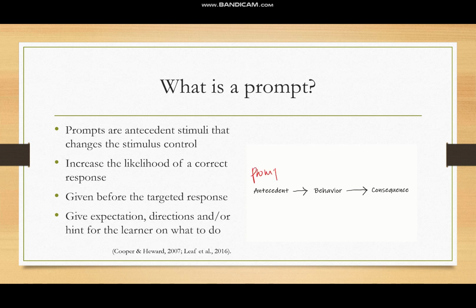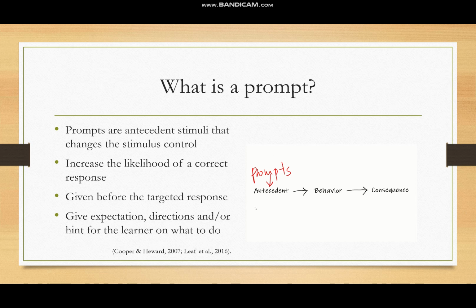And now we have the prompts. Prompts are the antecedent that changes the stimuli control to increase the likelihood of the correct response. It is always given before the targeted behavior, so that it gives expectation, directions, and/or hints for the learner to know what to do.